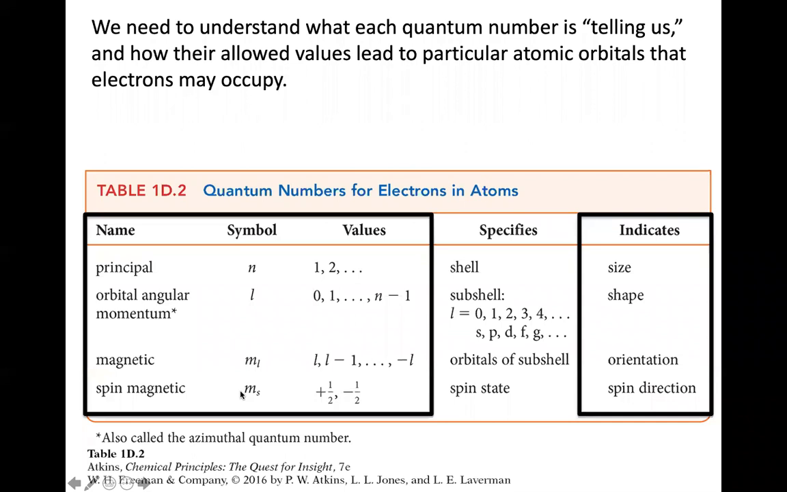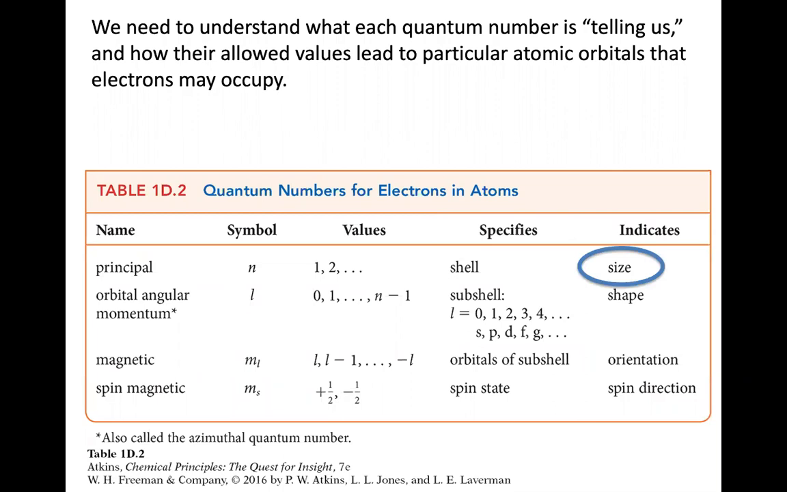So what do we do with this? We're not going to do math using the Schrodinger equation. What we need to do is understand what each of these quantum numbers is telling us and how they fit together to give us certain allowed values for where the electrons may be found.